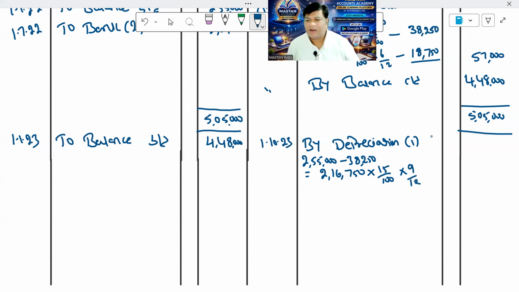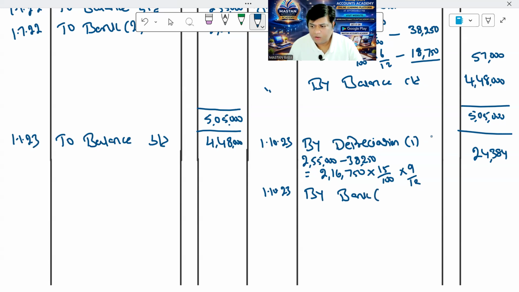So dear students, calculate on 2,16,750 at the rate of 15% for proportionate period of 9 months. You'll get 24,384. On the same day, the plant have been sold on 1/10/23. They have been sold for 2,10,000. So by bank bracket low indication sale for how much it is sold? It is sold for 2,10,000. I am writing that also.